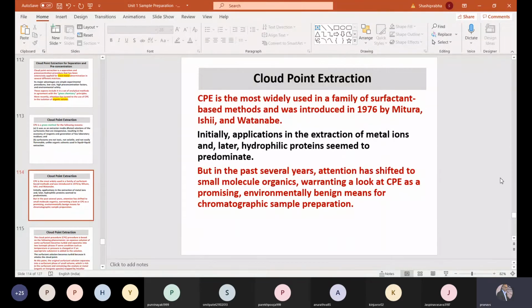I just have 12 more slides, but these are very simple slides which I have prepared just to give you an idea about what is cloud point extraction. CPE is the most widely used in a family of surfactant based methods, and this was introduced way back in 1976. At that point of time it was used exclusively for metal ions. But now, as I said, it has been significantly modified to separate organic molecules, covalent molecules, as well.